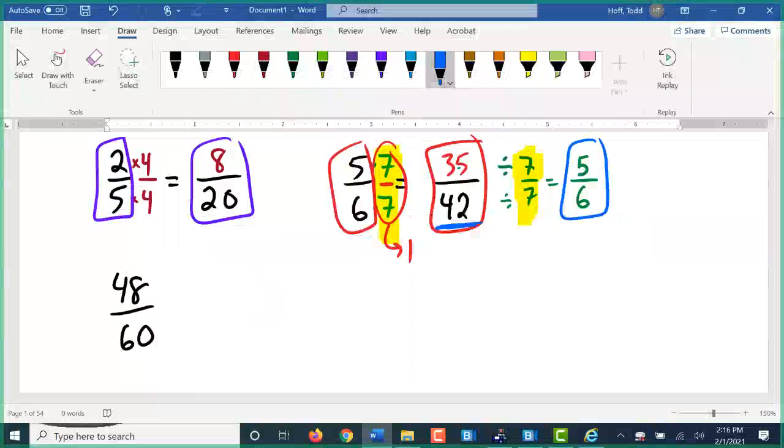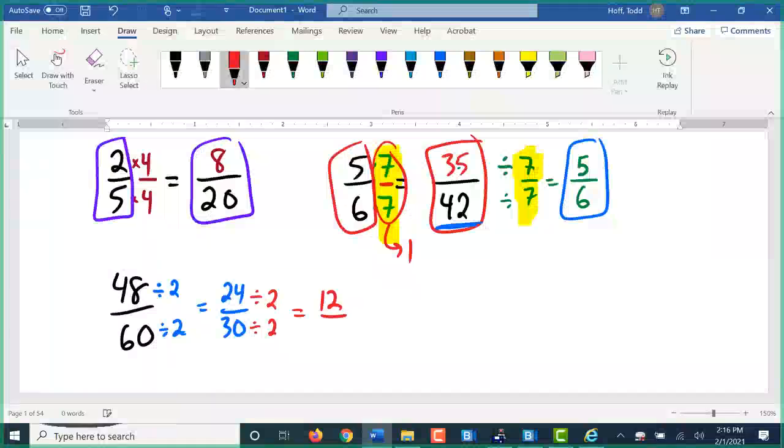How about 5? No. How about 2? Yes, both of them are even, so I can divide them both by 2. What's 48 divided by 2? 24. And what's 60 divided by 2? 30. Now both of them can still be divided by 2. What is 24 divided by 2? 12. And 30 divided by 2? 15. Can they both be divided by 2 again?